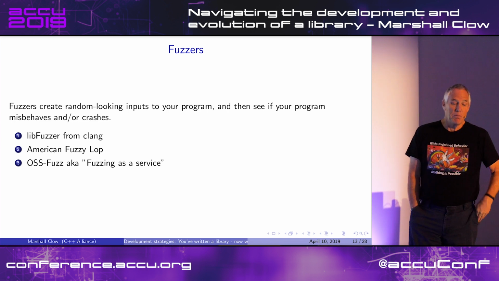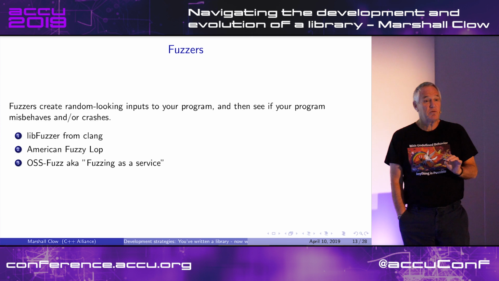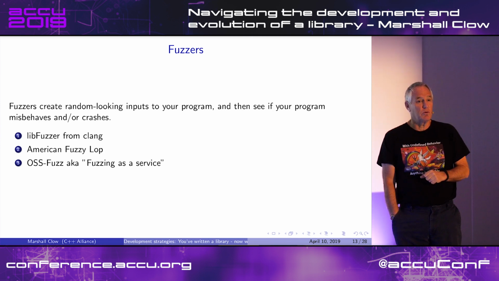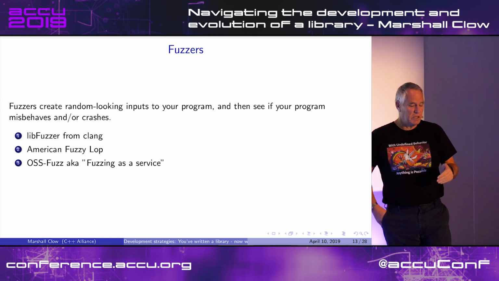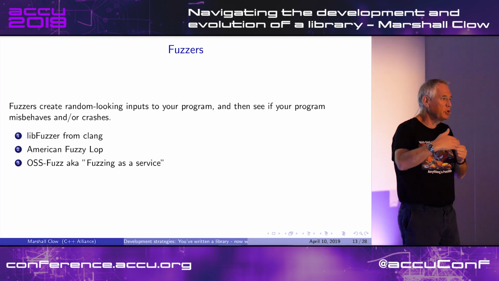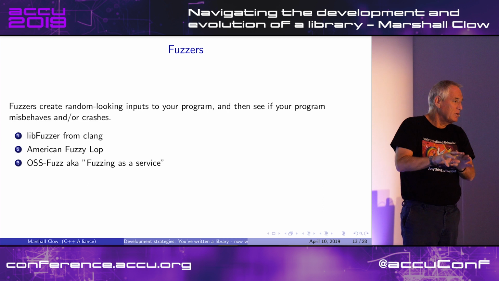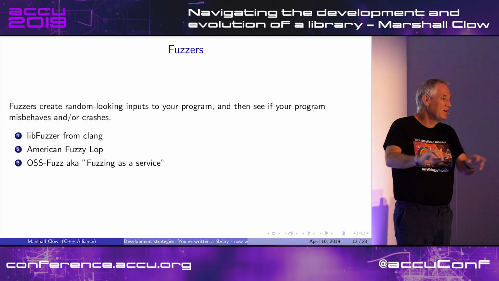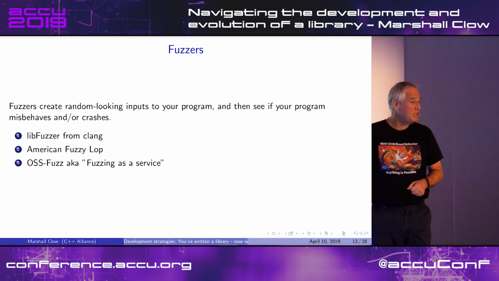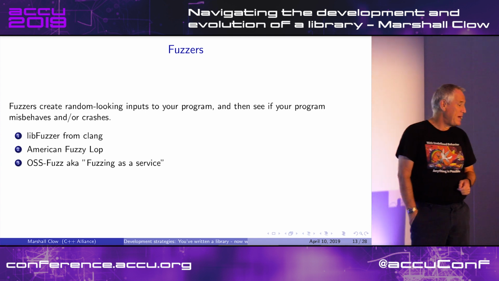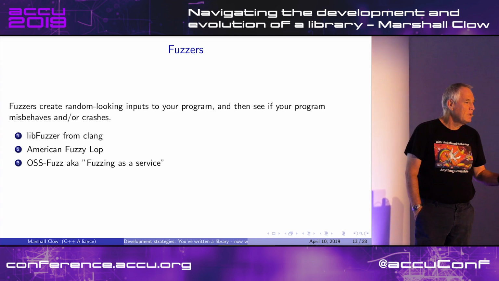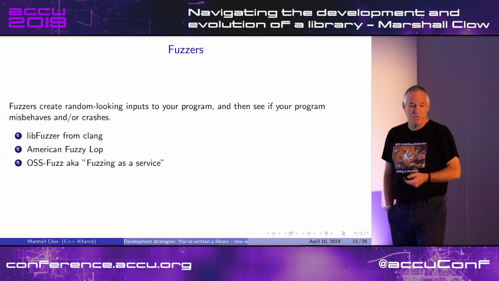Modern fuzzers are hooked up with code coverage systems, so that as they're sending random inputs to your program, they're watching the code paths that get executed, and they're adjusting the inputs to find different code paths, different paths through your program.